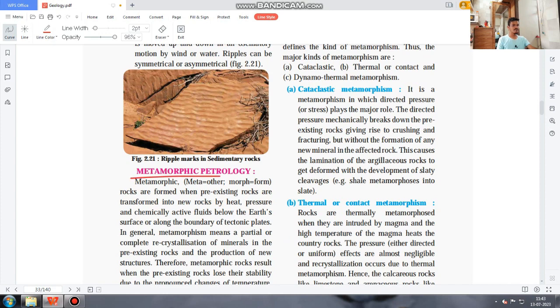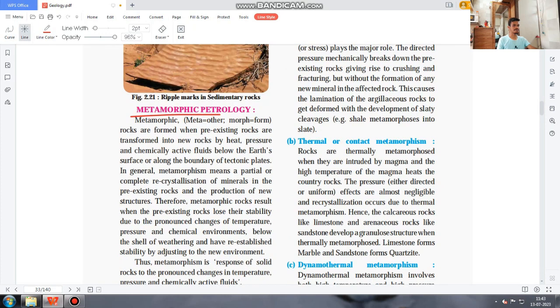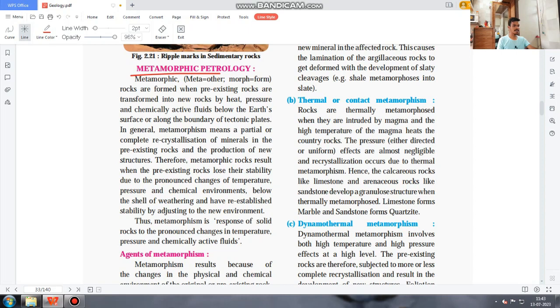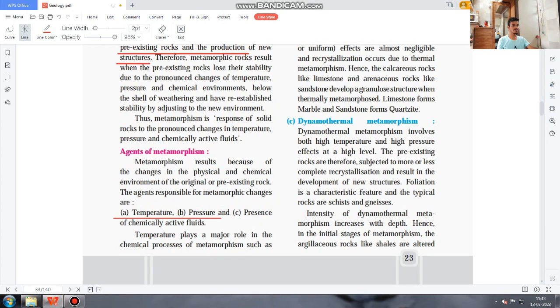Next is metamorphic petrology. I'll give you the underlinings. Metamorphism is important. Come down. Agents of metamorphism are very important. It had not come, but it can come in your college exam.